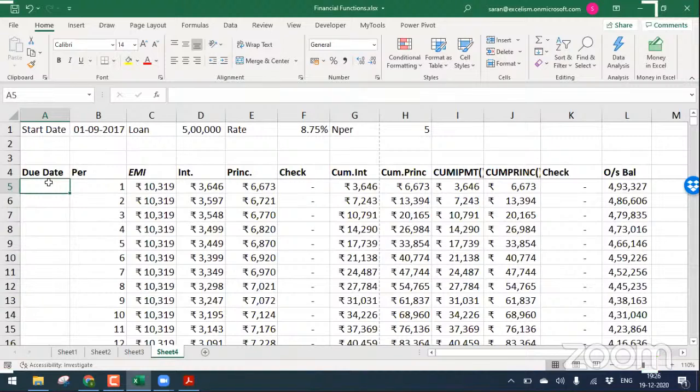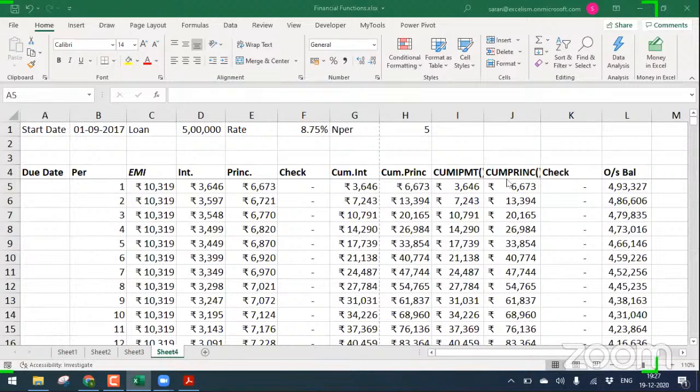Sorry, 30th September 2017. Then the second period will get over on 31st October 2017. The third period will get over on 30th November 2017. Could you please tell me what is the formula or function I need to use here to get the due date? Anyone?